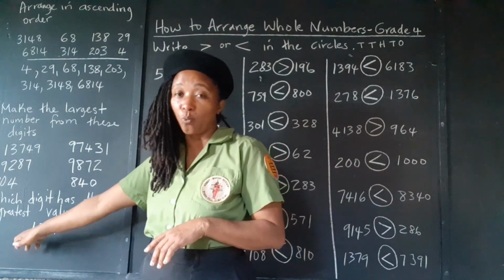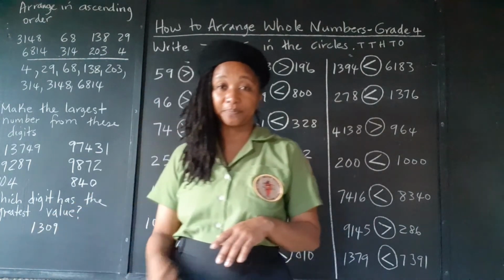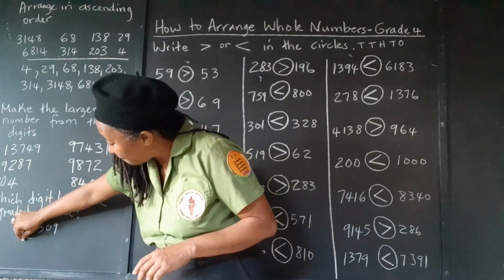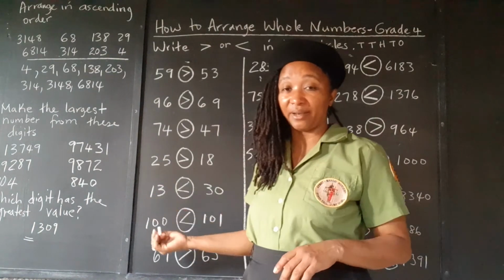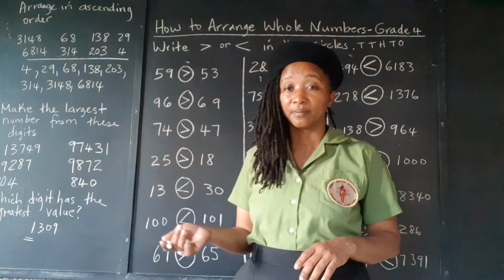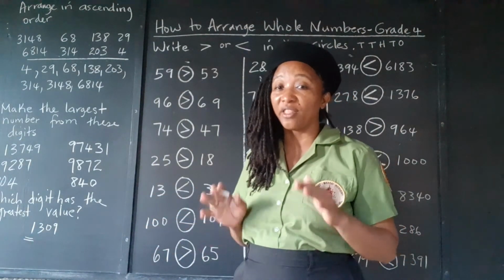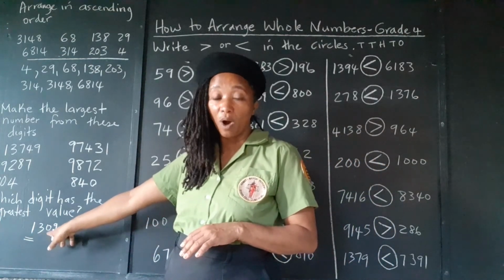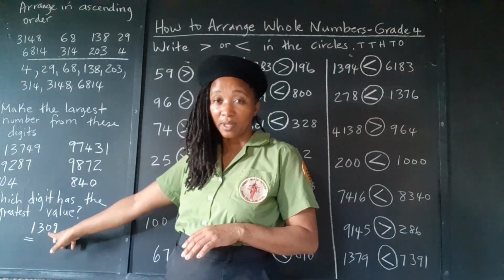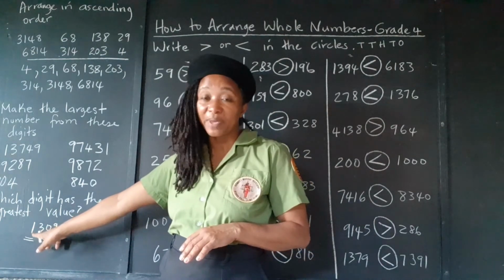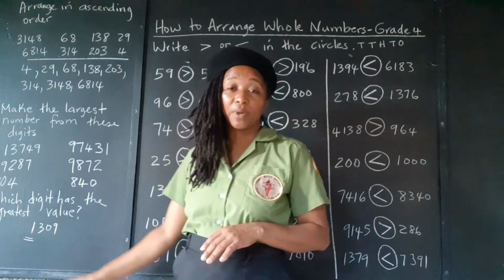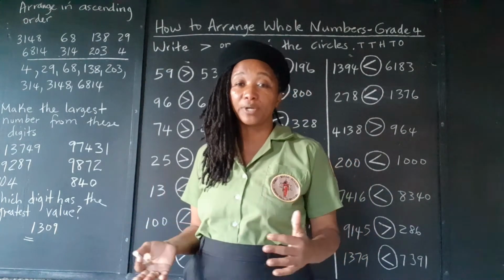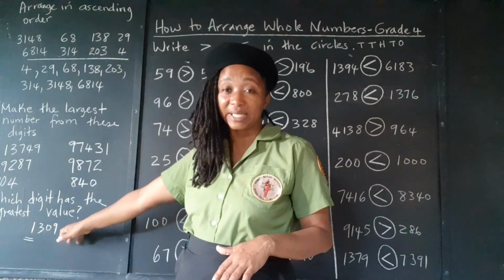300 and 1,000. So the 1 has a bigger value in this number than the 9 or than the 3 because it represents 1,000. The 9 just represents 9 ones. The 3 has a bigger value than the 9 too because the 3 in this number represents 3 hundreds, whereas the 9 just represents 9 ones.